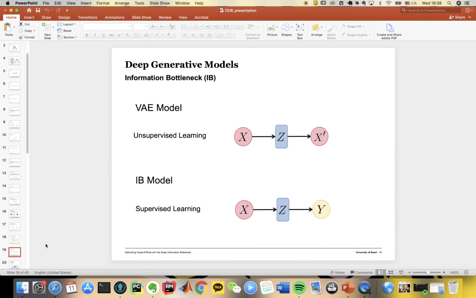So now we already know what the VAE model is, and I'm going to introduce what the information bottleneck is. But basically, they are the same thing. The only difference is that the variational autoencoder is commonly used for unsupervised learning. You remember that we want to regenerate something new. But the information bottleneck is treated as supervised learning. That means we have this labeling, the ground truth, for the decoder part.